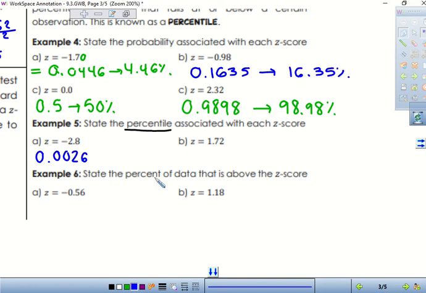No. Negative 2.8. Right here. Oh, you don't do the 2 and then. No, because it's still in the tenths place. Only when you go to the hundredths place do you use this. Exactly. Yep. Only if it has a second decimal portion.